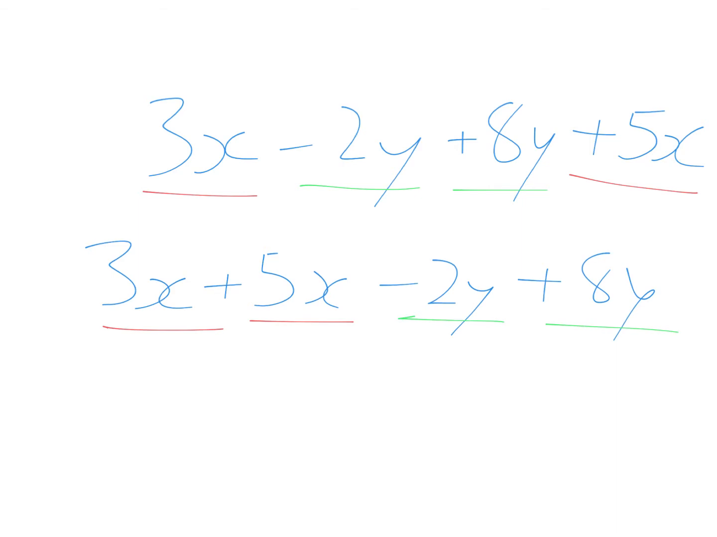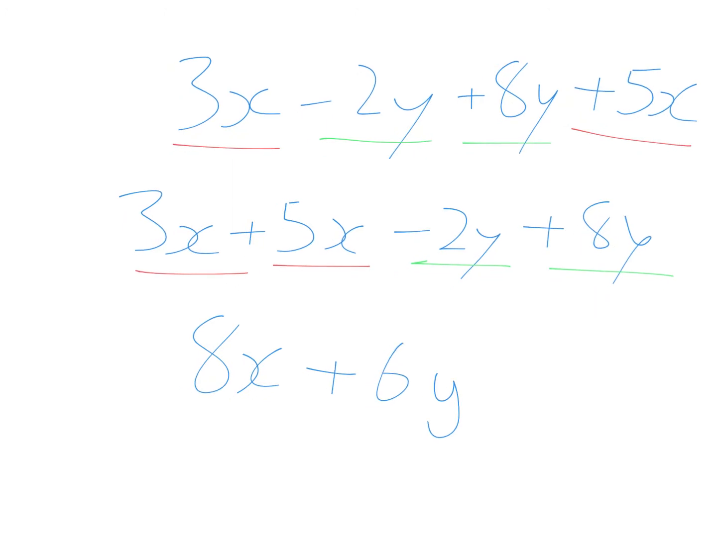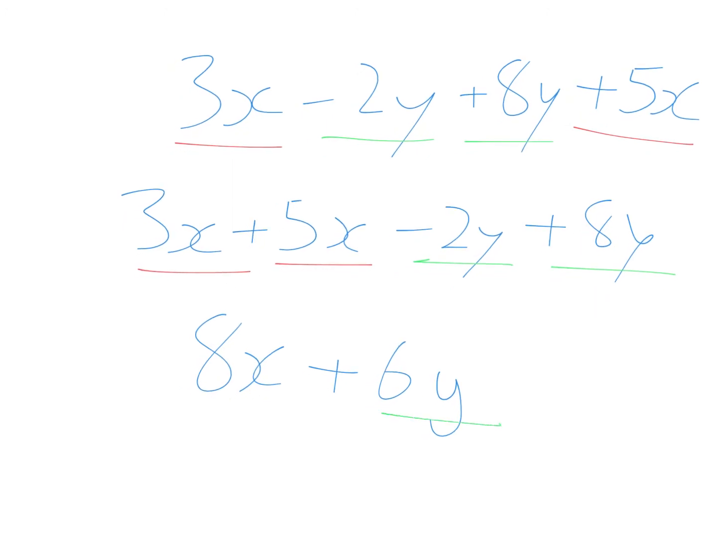So the x terms can be added. 3x's plus 5x's gives us 8x's. Again, just add the numbers in front, really. 3 plus 5 is 8. So 3x's plus 5x's would give us 8x's. And minus 2y plus 8y. Minus 2 plus 8 gives us positive 6. And then we just keep our y there as well, because we're adding and subtracting y's. At this point now, we can't add and subtract the x and y's. We just need to know that we have to leave it at that.